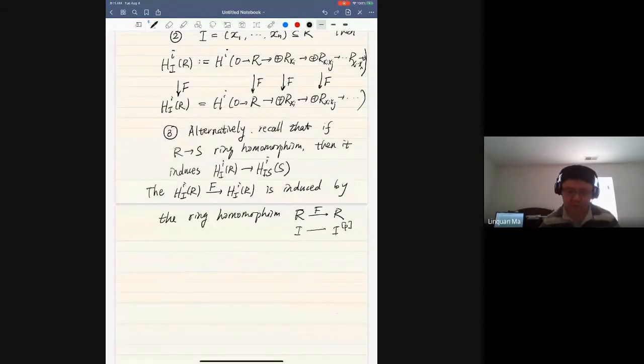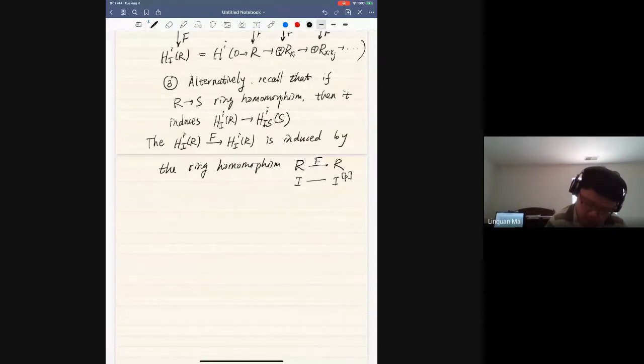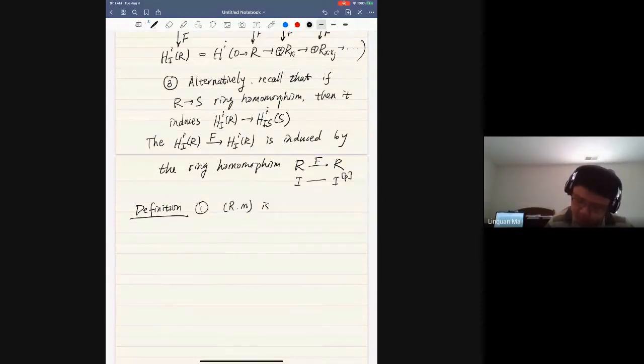Now with this setup, let me give you a bunch of definitions. First, (R, m) is called F-split if the Frobenius map splits as a map of R-modules.